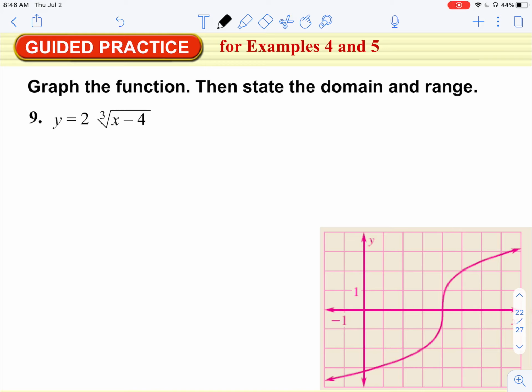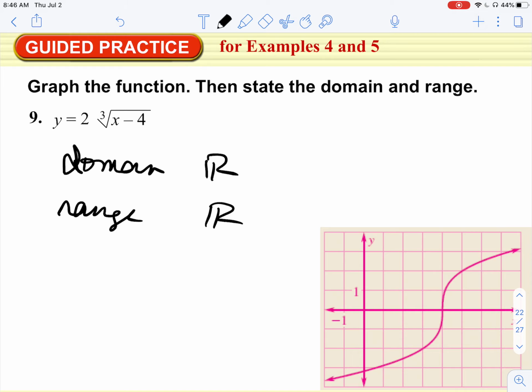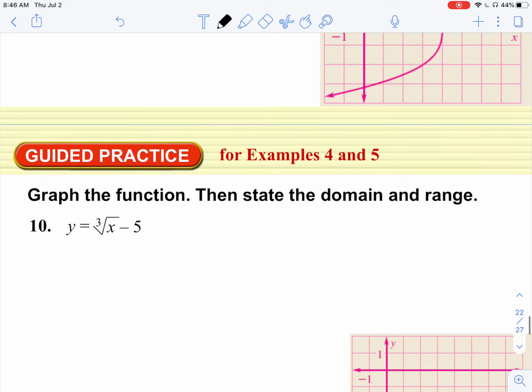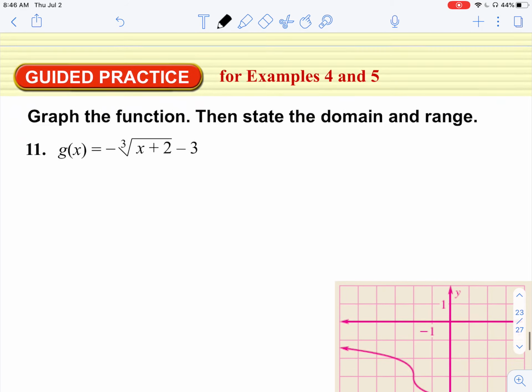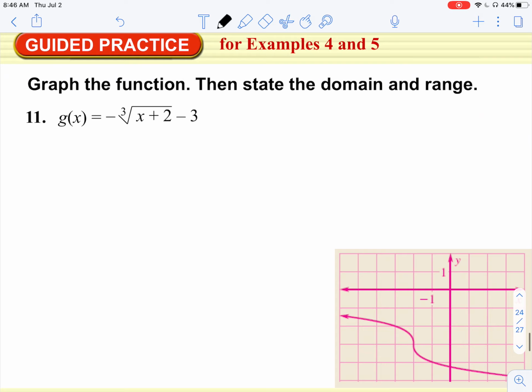Okay, we have a cube root. So my domain is going to be all real numbers, and my range is also going to be all real numbers. And another cube root, those are going to be the easy ones for domain and range. And last but certainly not least, another cube root. You see the graph there.